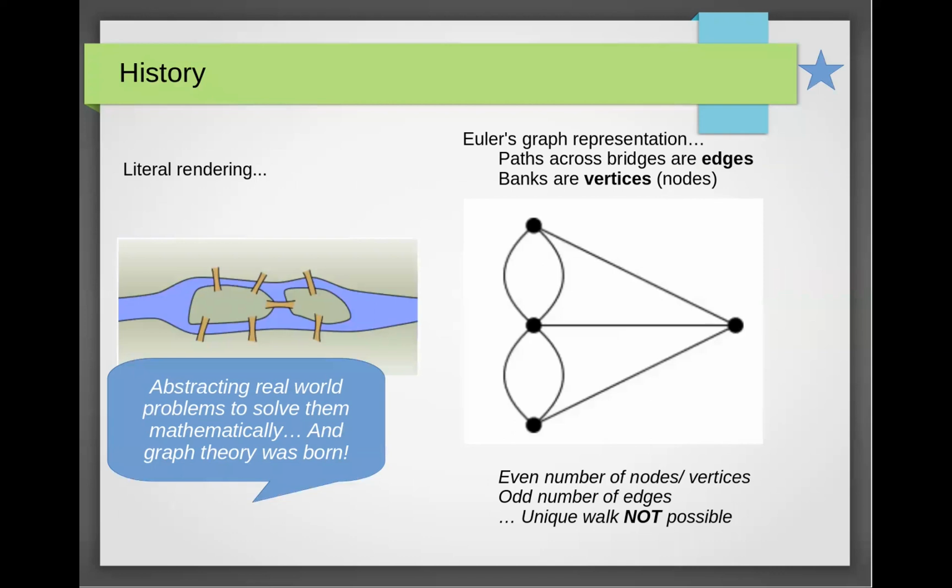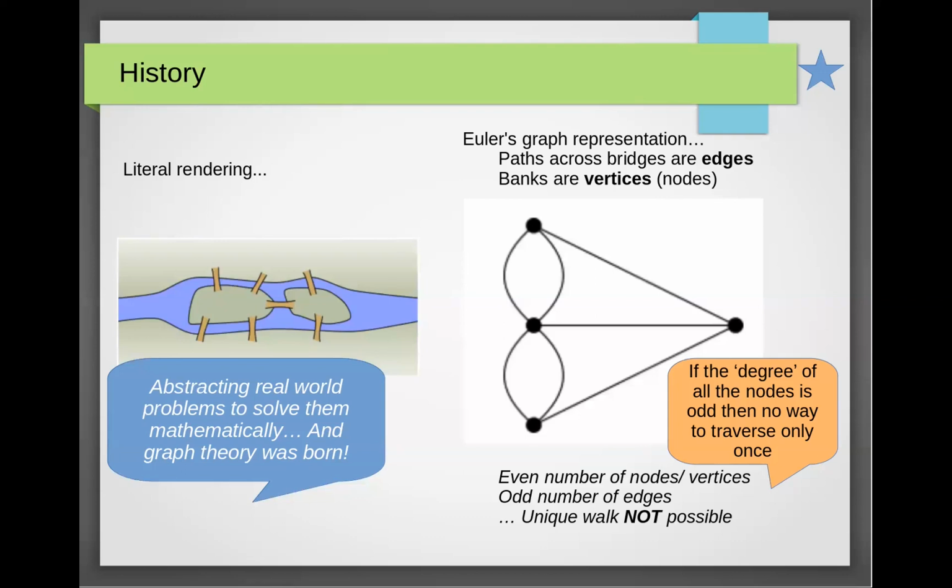Now, just some observations here: if the degree of all nodes is odd, then there's no way to traverse each edge only once. The degree is the number of edges from each particular node. Each node in this example has a degree of 3. Where's my mouse? So you can see this node has 1, 2, 3 edges. This one, 1, 2, 3. Oh, sorry, 5. Ignore me. Odd numbers.